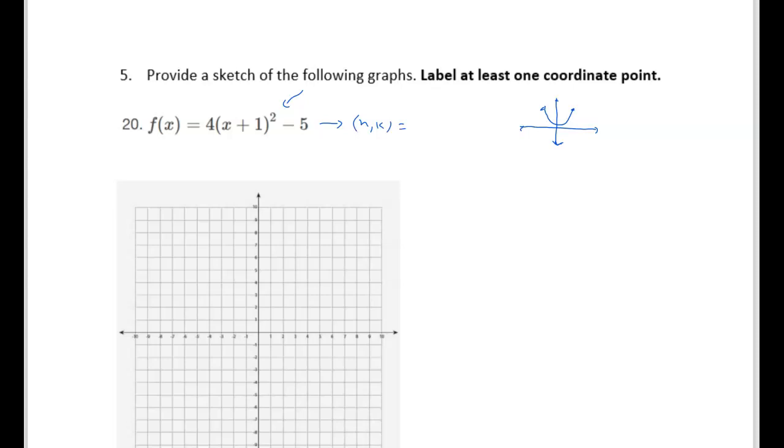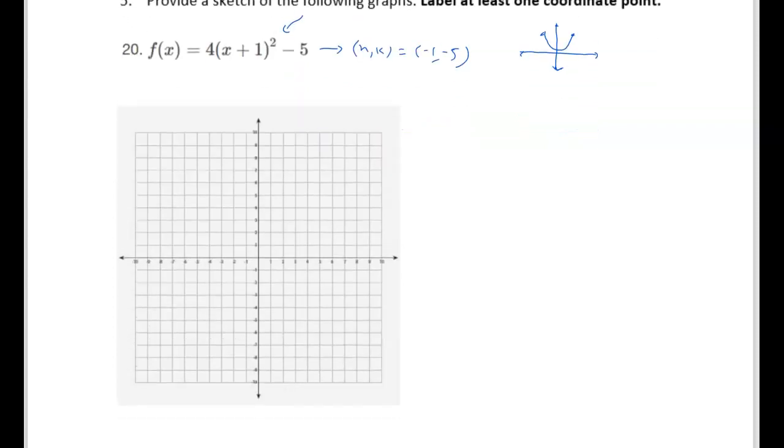And you're looking at the following point. Whatever makes this 0, it's going to be your x value. So in this case, -1. And then that's going to be your y value. So -5. That's going to be our first coordinate point. So in this case, we're looking at -1, -5. It's going to be here. That's going to be our first point.